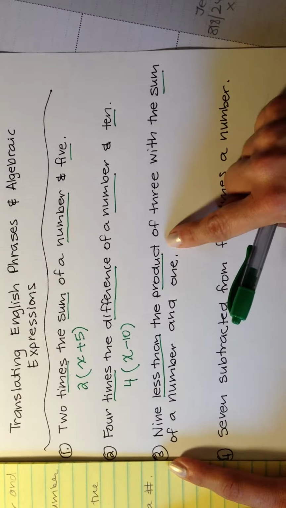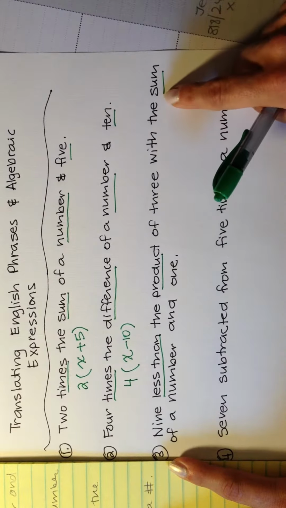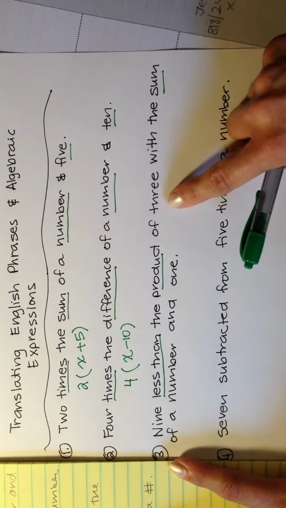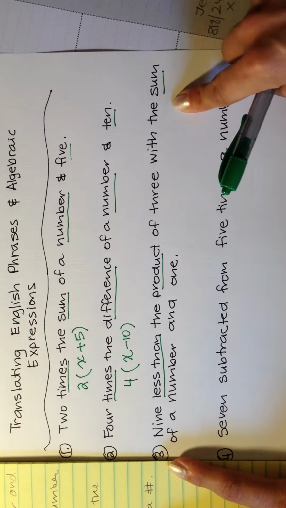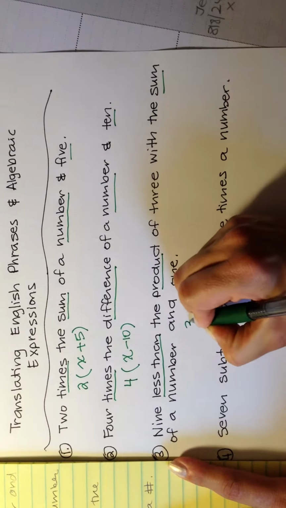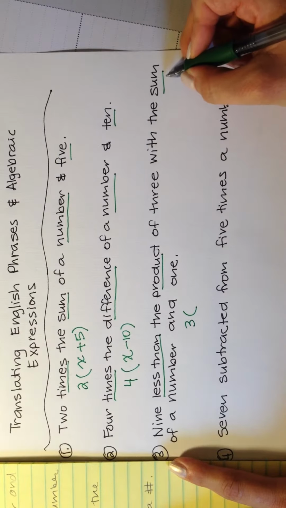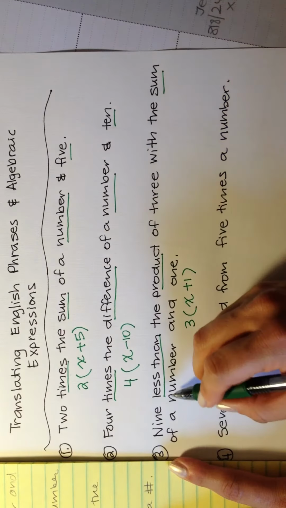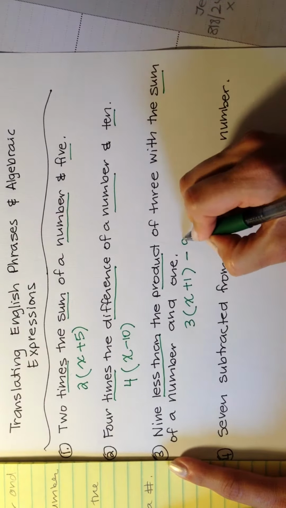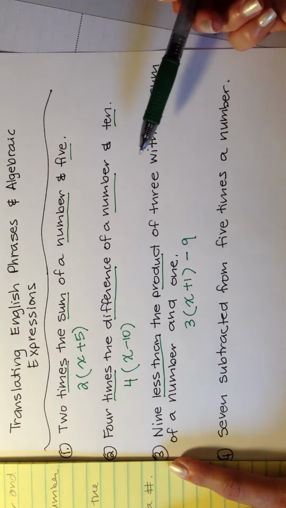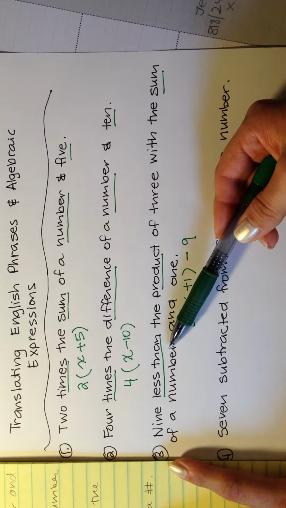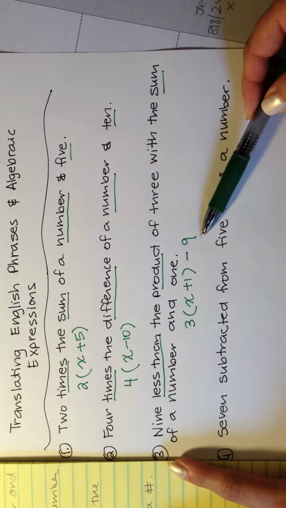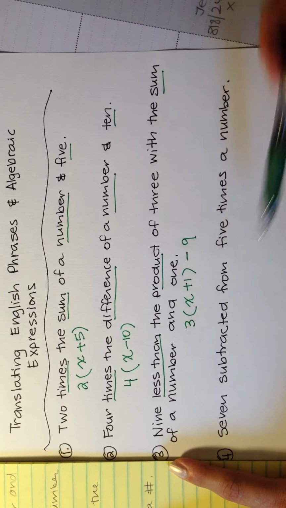So we need to write the product of 3 with the sum of a number and 1. So product of 3, multiply 3 with the sum. You need to use parentheses. 3 parentheses, sum of what? A number, x, plus 1. So that's the first part. And then less than minus 9. So the important part here is when you see less than, it will be the opposite order. Last part is first, first part is last. It's always like that for less than.